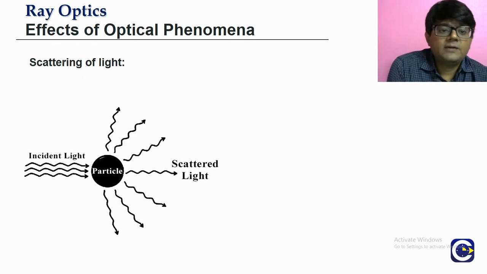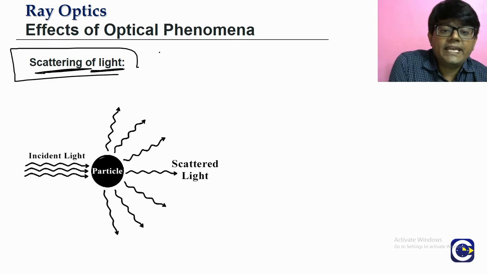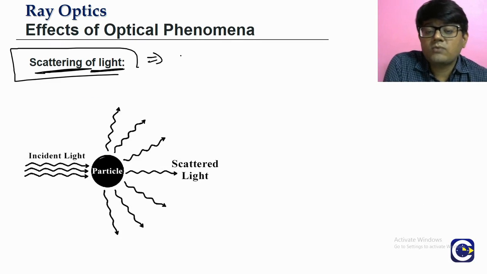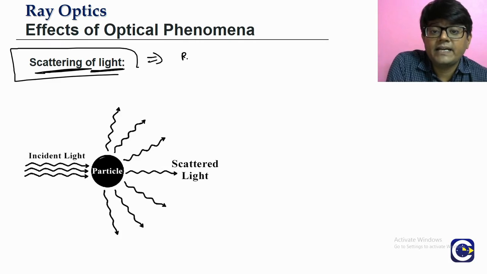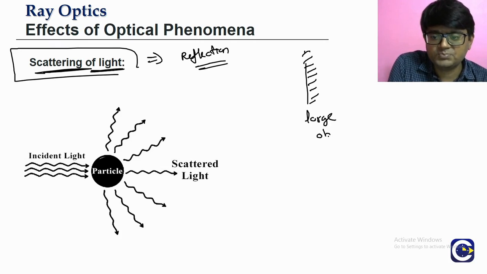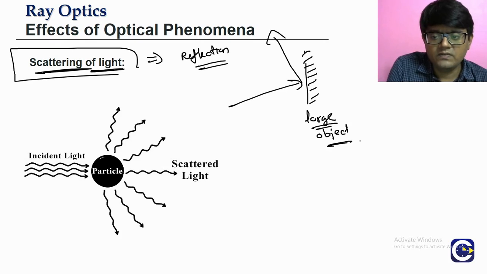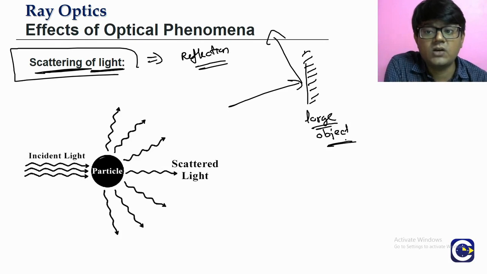Now the other optical phenomenon is scattering of light. People want to understand what is the difference between scattering of light and reflection. See, reflection means you have a mirror, whether it is a plane mirror or a spherical mirror, which is typically a large object. When light rays are getting reflected from a large object, that is what we'll generally call a reflection.